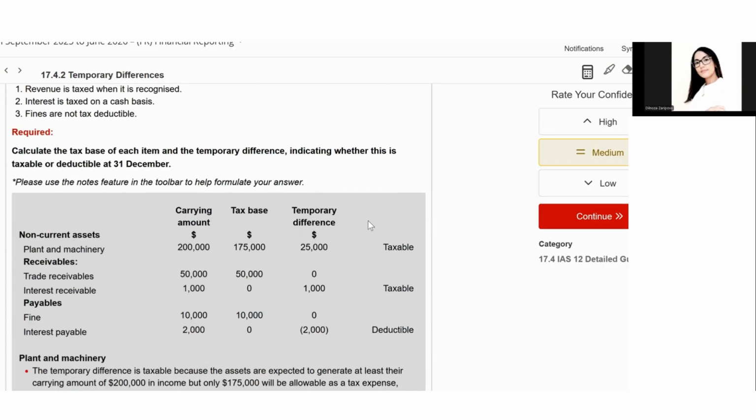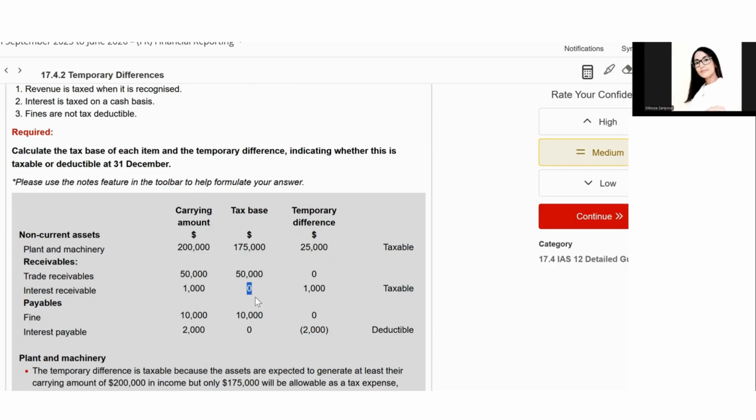Let's look at this one now. Carrying amount. So you have here for the tax base the same, right? This one is temporary difference 25. Then you don't have any difference here. Interest receivable. Why? Because interest is taxed on the cash basis, right? So for the tax base, you have 0 in this case, right?